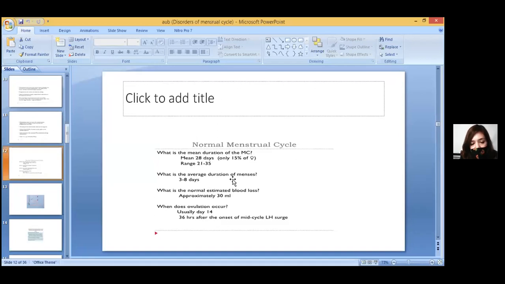Average duration of periods is about 3 to 8 days, and the approximate blood loss is 30 ml, which is a very qualitative type of thing. We cannot estimate the blood loss. And then usually in a regular menstrual cycle, ovulation occurs on day 14 of the periods.